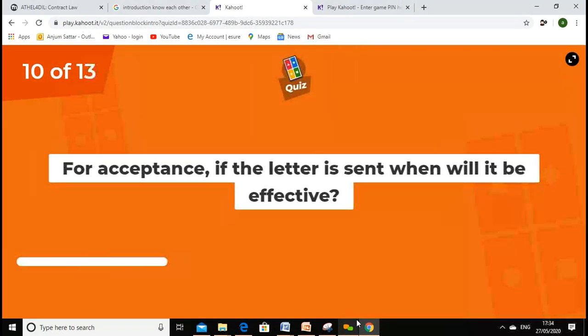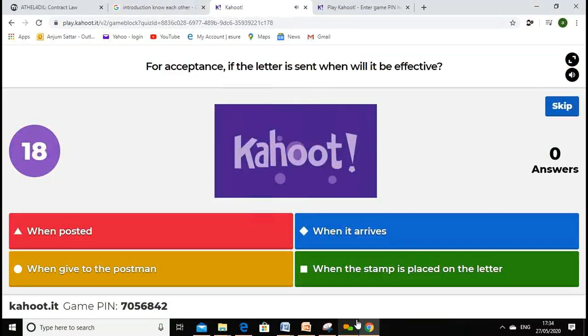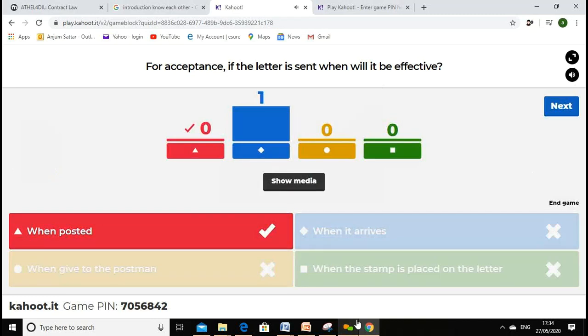Okay, next now. Sorry, it's too fast. I did not change the time. I just pressed, and the system picked it up. Okay, for acceptance. On the right. Oh, but wrong. Okay, this one was not an offer, this was acceptance.